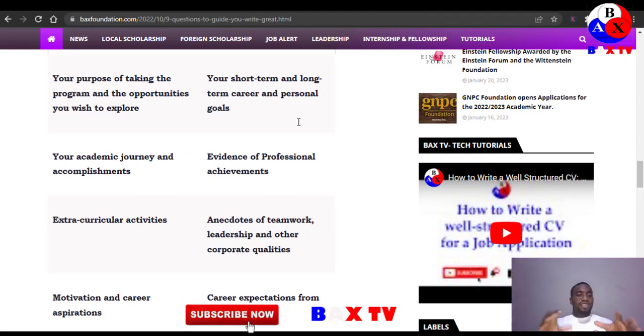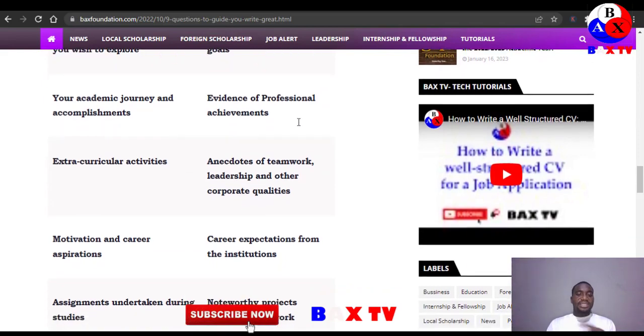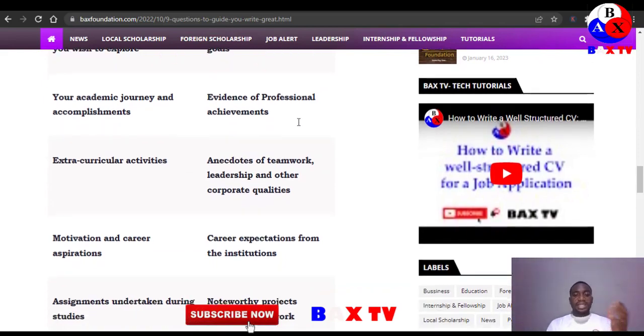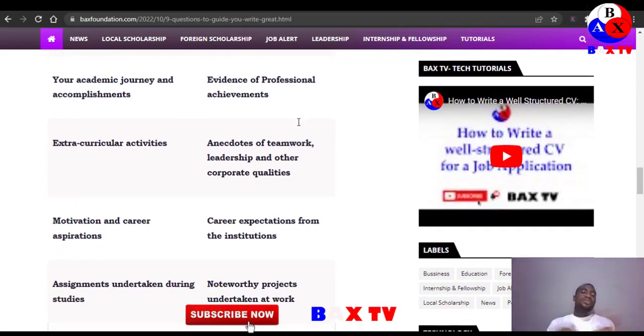Your professional achievement must come in your writing. It must show. If you had your first degree here, your second degree, it must show the institutions you've attended with their certificates and all that. And anecdotes of teamwork, leadership and other corporate qualities. All these things you've done.